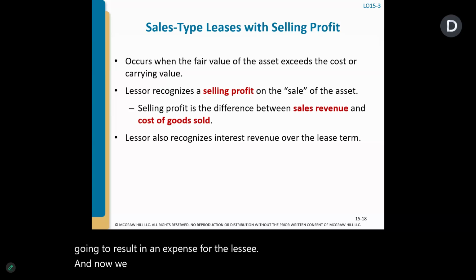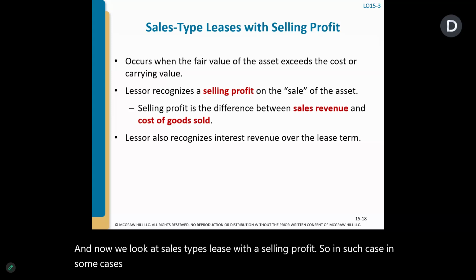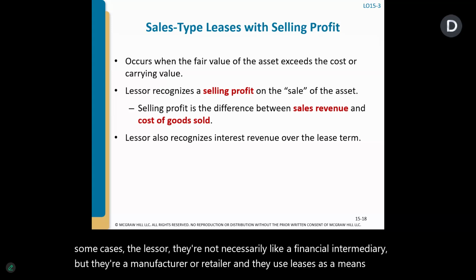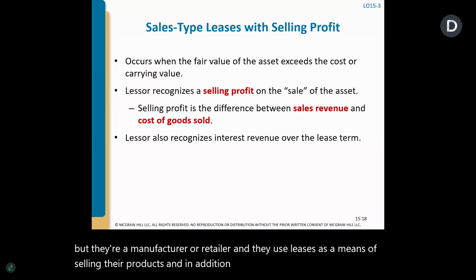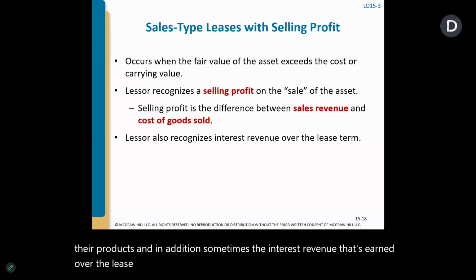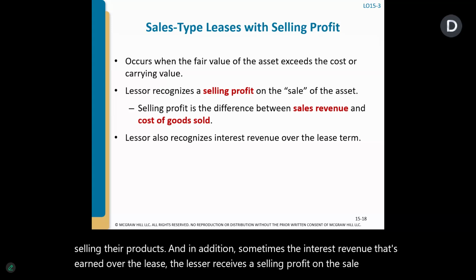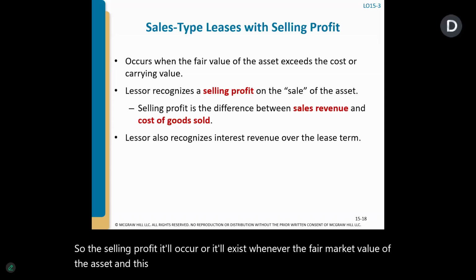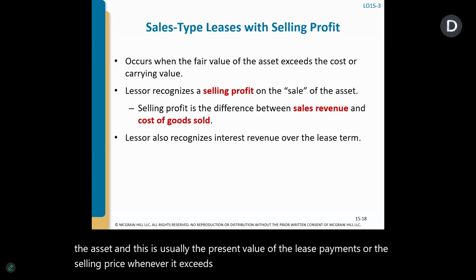And now we look at sales type lease with a selling profit. In some cases, the lessor is not necessarily a financial intermediary, but a manufacturer or retailer, and they use leases as a means of selling their products. In addition to the interest revenue earned over the lease, the lessor sometimes receives a selling profit on the sale of that asset. The selling profit exists whenever the fair market value of the asset, usually the present value of the lease payments or the selling price, exceeds the cost or carrying value of the asset sold.